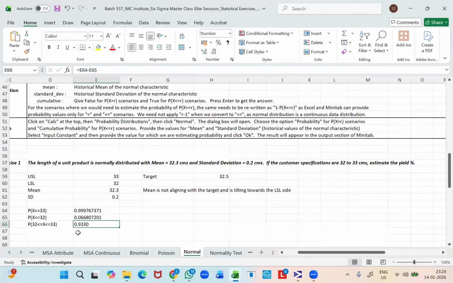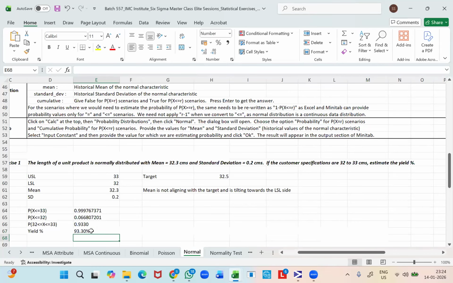So the yield rate is 93.3%. This is the area between the USL and LSL values, right? Anywhere between USL and LSL, the customer is going to accept the unit product as a conforming unit. The conforming unit is the one which will be considered for calculation of the yield percentage. So the area between 32 and 33 represents the yield rate, and that yield rate can be expressed as a percentage value, so that it becomes the yield percentage.